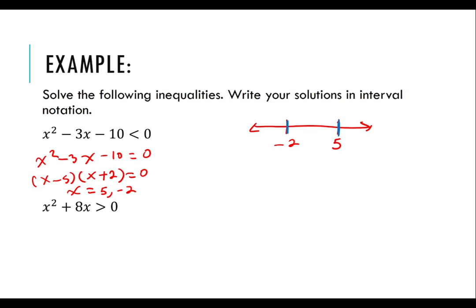How about -3? So let's just calculate f of -3, which is going to be -3 quantity squared minus 3 times -3 minus 10. That's going to give me positive 9 plus 9 minus 10. That's a positive number, so it's above the x-axis to the left of -2. Now we need to check a value between -2 and 5, so let's just plug in 0.